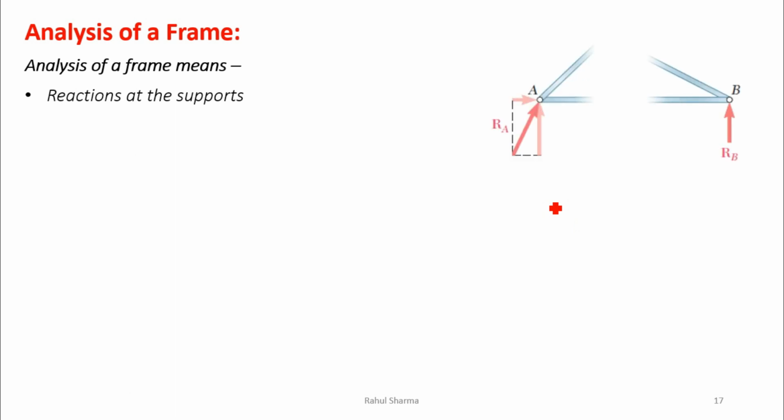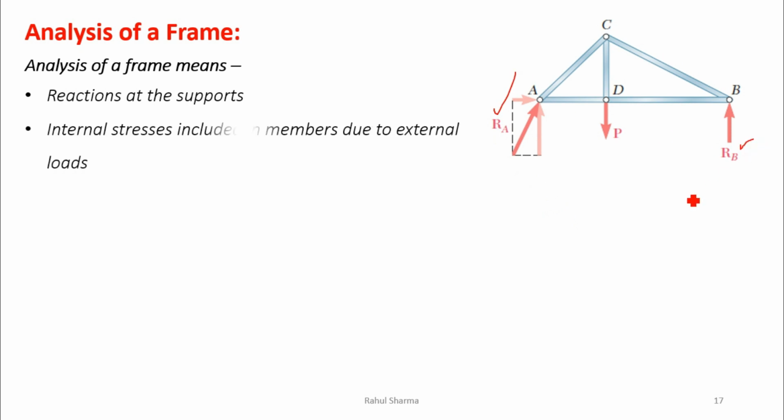Now the next part is analysis of a frame. Whenever we say we have to analyze a frame, we are going to calculate the reactions at the supports, meaning what will be the values of Ra and Rb for this particular diagram. Then we are going to find out the internal stresses in all the members.